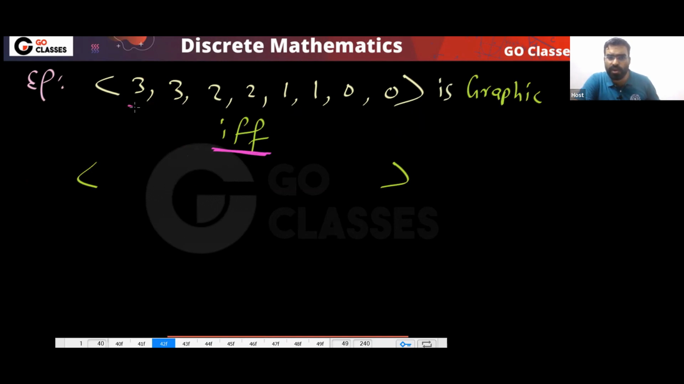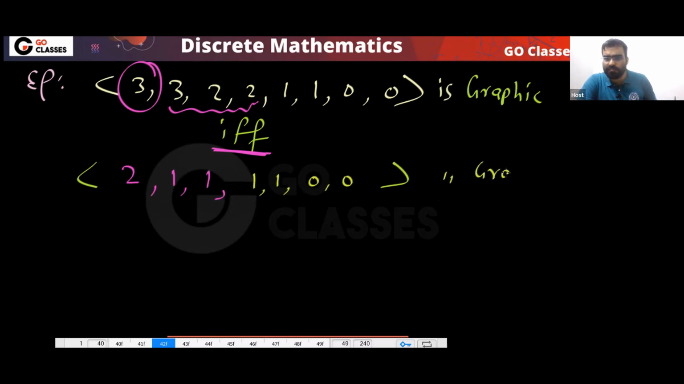This is very important. After writing in the decreasing order, you delete the first 3, and from the next three vertices, you delete 1 from each, and the remaining will be the same. So the original is graphic if and only if this is graphic. Again, recursively you can go: this is graphic if and only if the new sequence that I create is graphic.